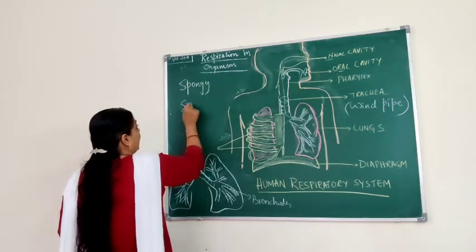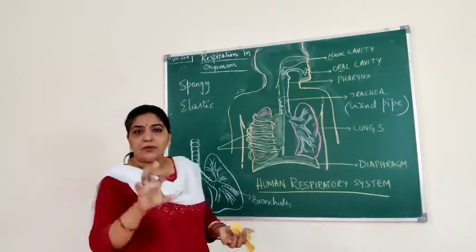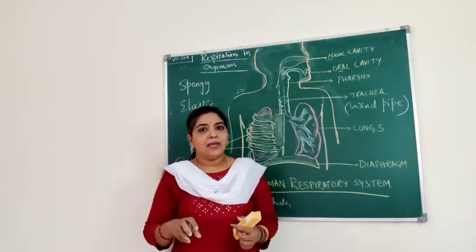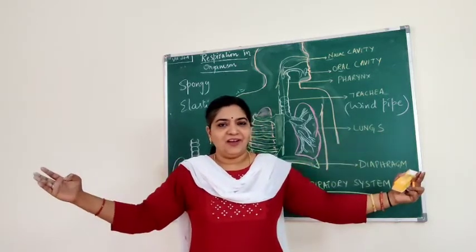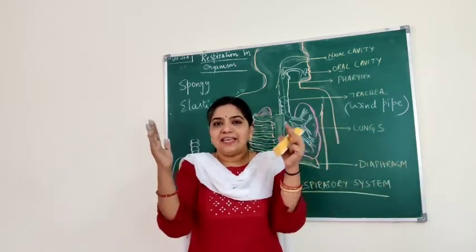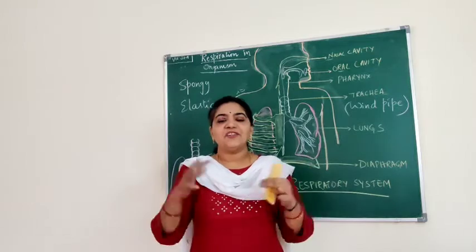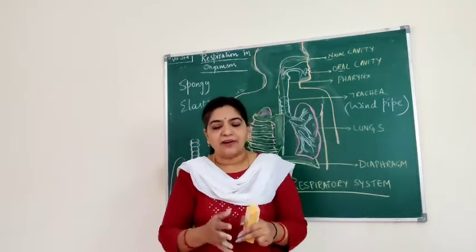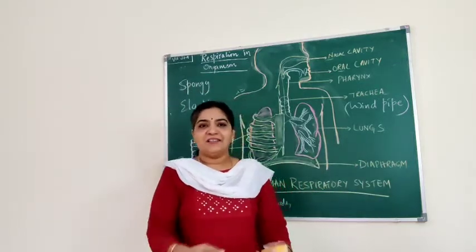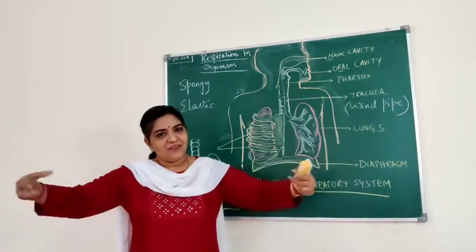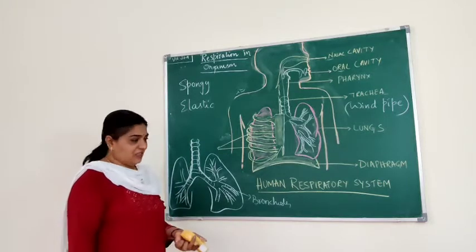It is spongy and it is elastic. Spongy, I told you, because it has to absorb the air. Why elastic? You know, when you inhale and exhale, your chest will expand when you are inhaling. When you exhale, your chest will contract. So it has to be elastic, right? If it is not elastic, how will it expand and how will it contract? So lungs are made up of elastic tissue. We can stretch our lungs. It is made up of elastic tissue, right?